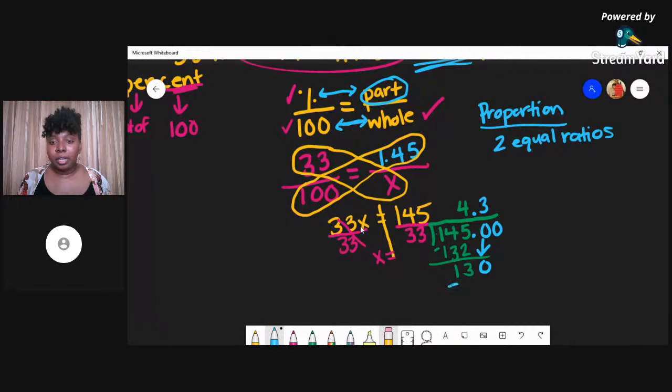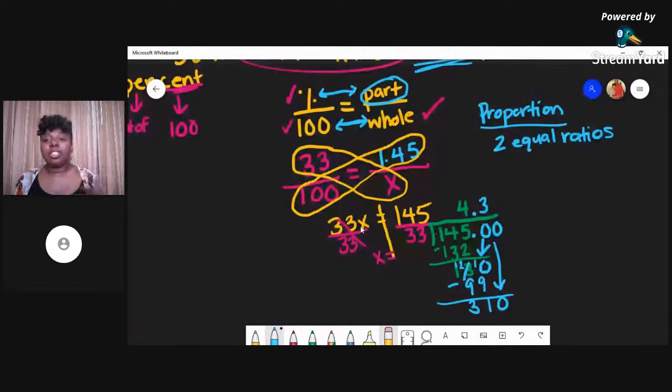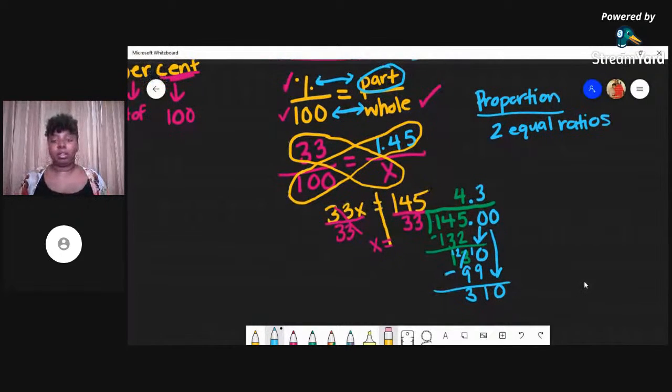So we have 130 minus 99. Okay. What are you going to get? 10 minus 9? 1. Good. 12 minus 9? 3. Awesome. Okay, what do I need to do now? You bring the next 0 down. Good. Okay, so now how many times does 33 go into 310? We're almost done because you're going to see something. 9 times. Good. You got that fast.